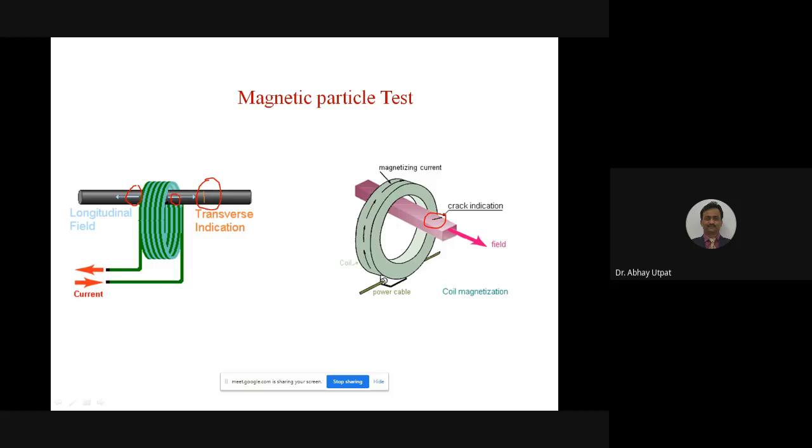Magnetizing current is in the direction of the coil, and the magnetic field is perpendicular to the current direction. And the crack which is perpendicular is only detected. It doesn't mean, sir, here there may be a crack in this way. Here there may be a crack in this way. But it is not detected. Why? Because the field is parallel to that crack. When the field is perpendicular to the crack, only that crack is detected. Remember. We'll go to the next slide.